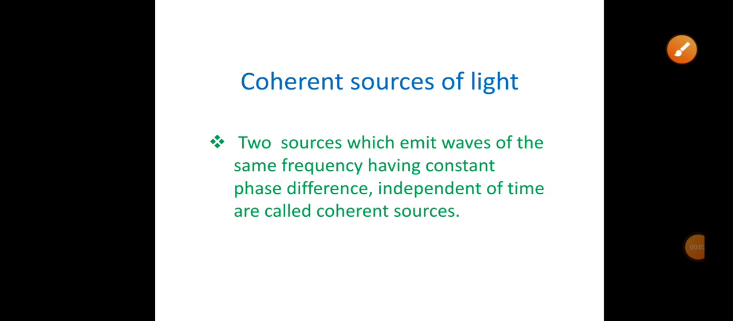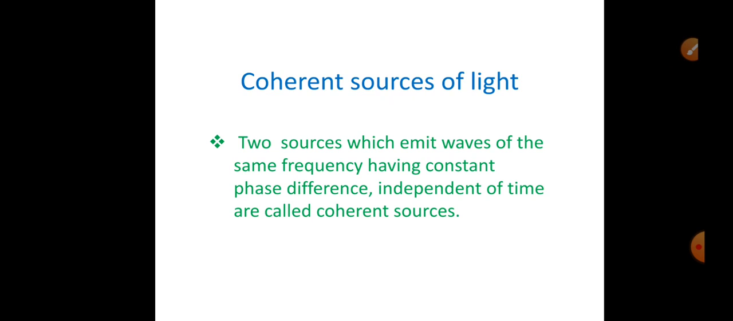Welcome, students. In interference of light, we studied that when two or more light waves overlap each other, they get superimposed, and interference can be determined. There are two types of interference: constructive interference and destructive interference. In constructive interference, bright light is formed, and in destructive interference, darkness is formed.